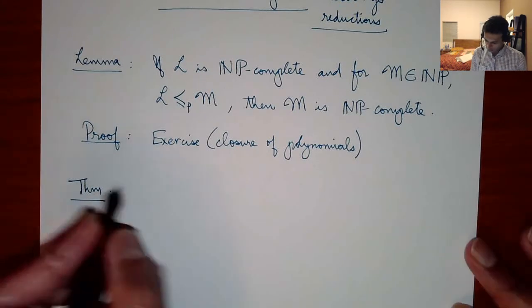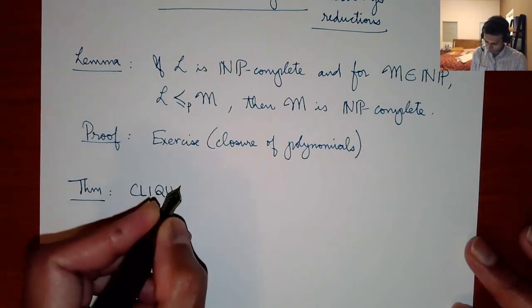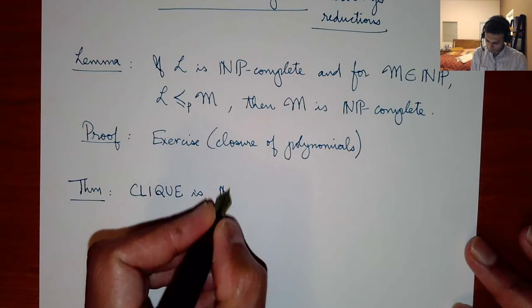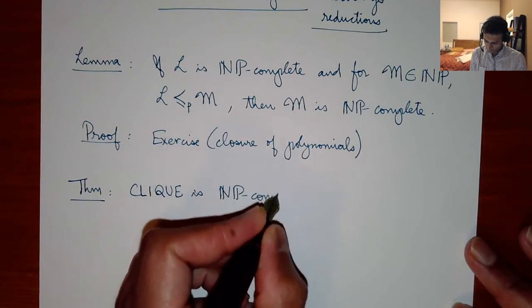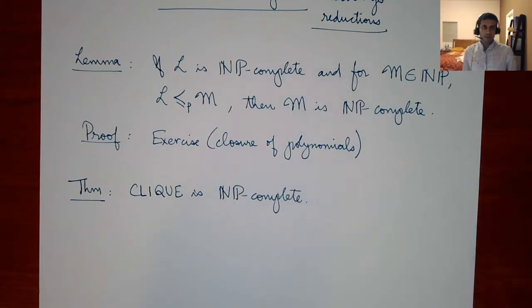I'll say the language Clique is NP-complete. So in these proofs, I may not write out all the details in full formalism. I'll just draw out the construction, and hopefully it should be apparent that you can fill in the details. The reason I'm doing that is because I would like to cover as many reductions as I can, to show you the kind of variety of problems that are NP-complete.